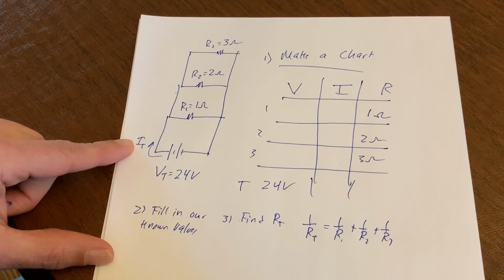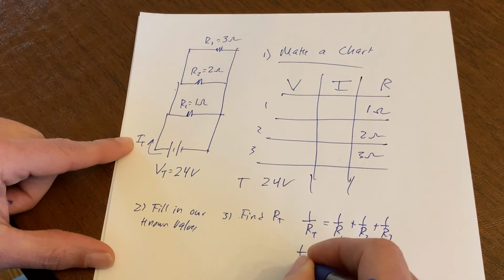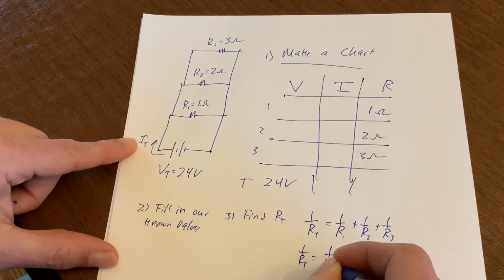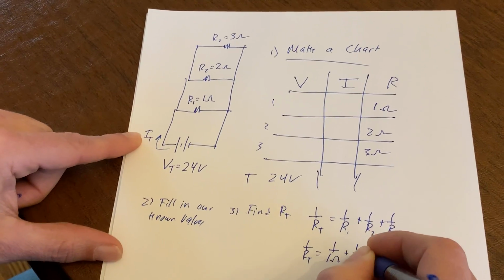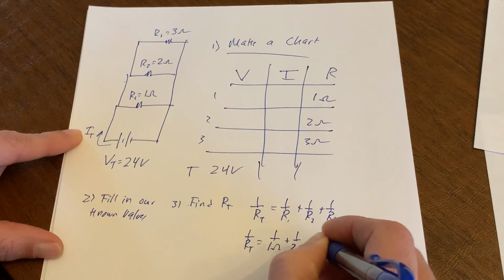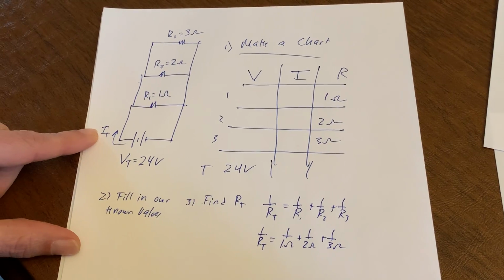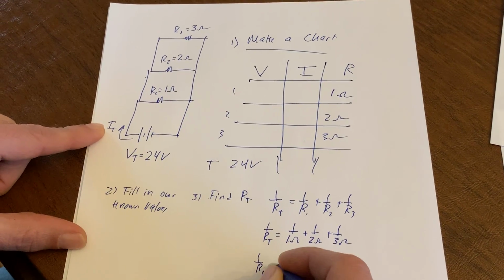Okay, so here we go. Ready? First thing we do, let's fill in our known values. 1 over 1 ohm plus 1 over 2 ohms plus 1 over 3 ohms. Great. What's next? Convert to a decimal.